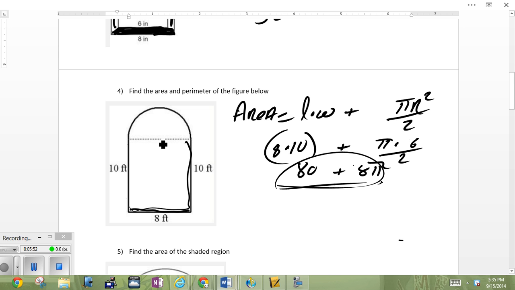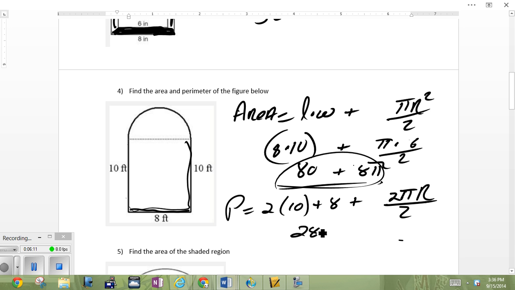Okay? So you got the perimeter, which is equal to 2 lengths of 10 plus an 8 plus half the circumference of the circle. What's the circumference of the circle? 2 pi d, 2 pi r rather, and we're going to take half of that. So that's 20 and 8, 28 plus r is 4, as we said previously, so this becomes plus 4 pi, and that stops right there.